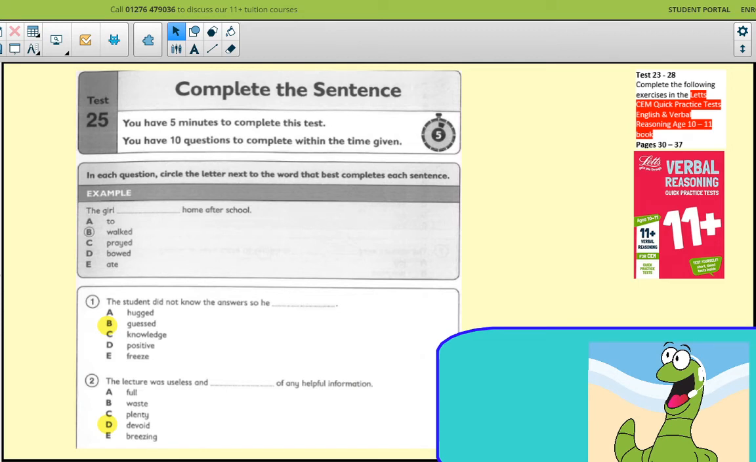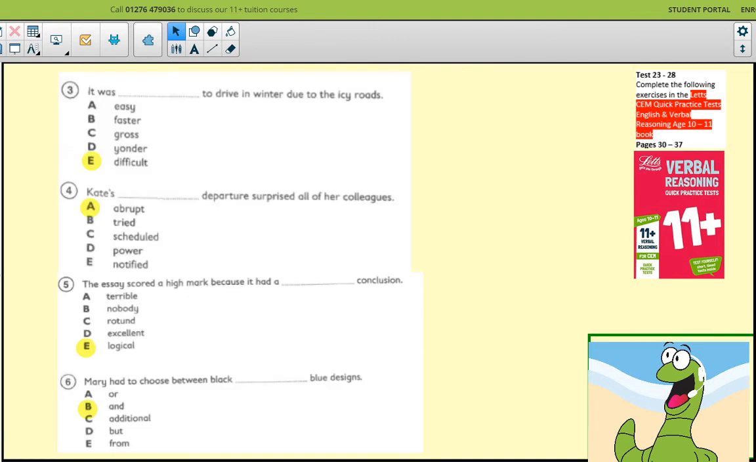A bit like closed tests where you've got the missing word in the middle of a sentence. Read beyond the gap to establish what the sentence is trying to say. This word is devoid. Again, might be a new one for you. Devoid of any helpful information. That means there wasn't any in that lecture. It was difficult to drive in winter due to the icy roads.